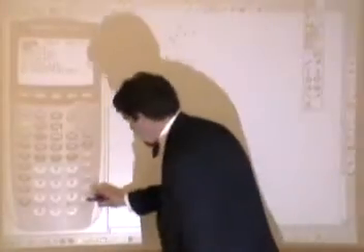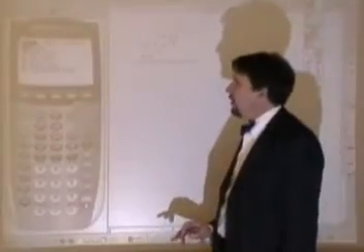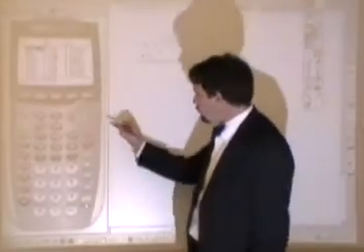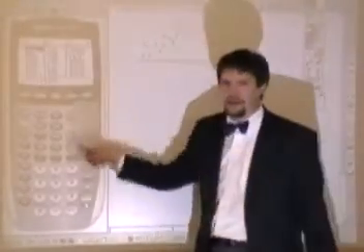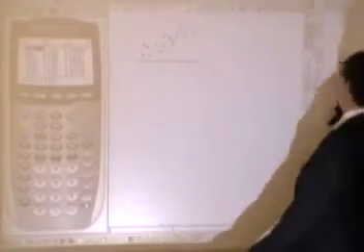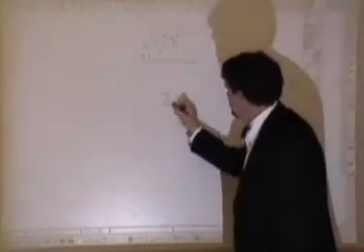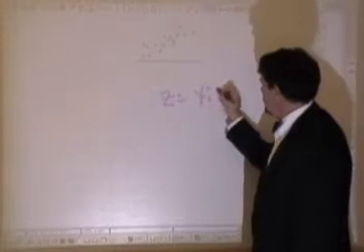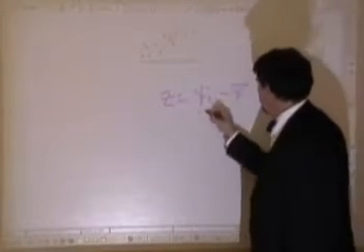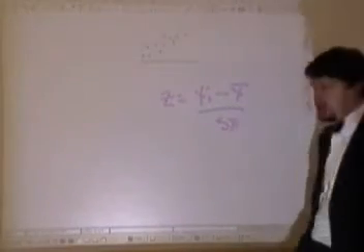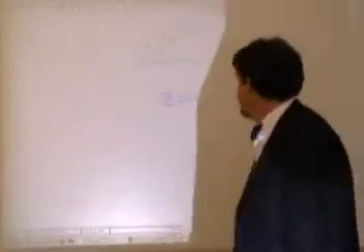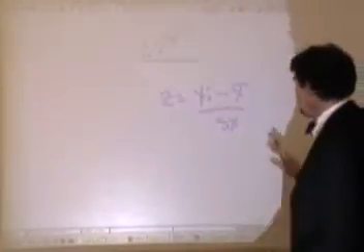We're going to go to Stat, go to Edit, and go to L3. And in L3, we're going to calculate the z-scores. And again, z is equal to x of i minus the mean over the standard deviation. So I need to figure all of those out. Okay, not that bad of an idea.